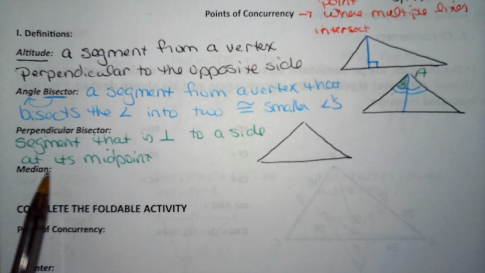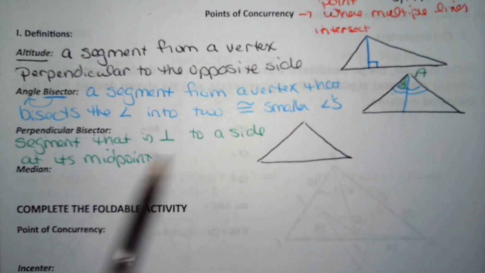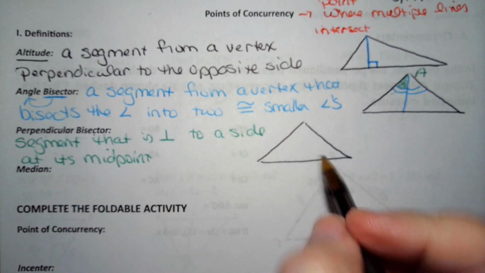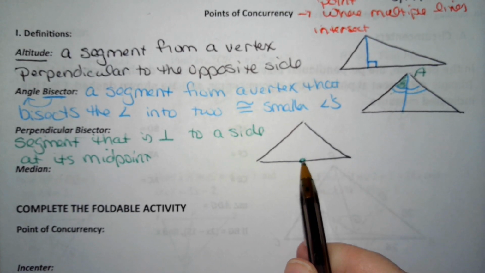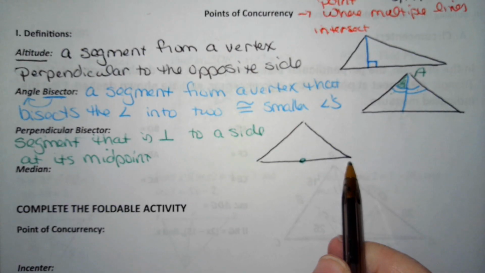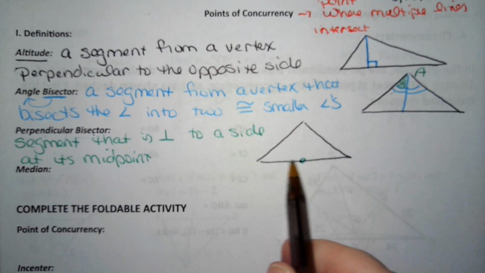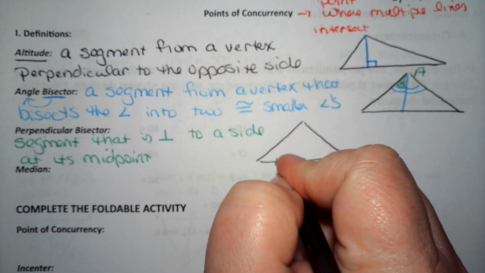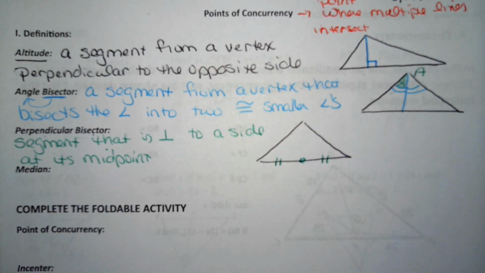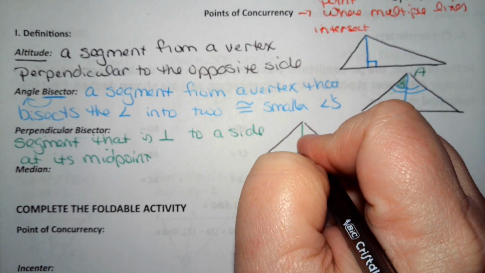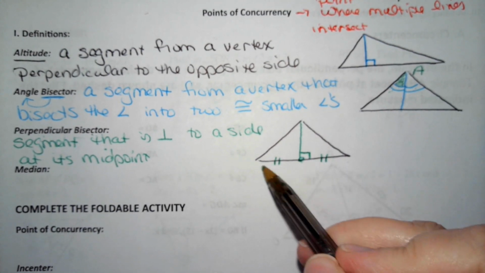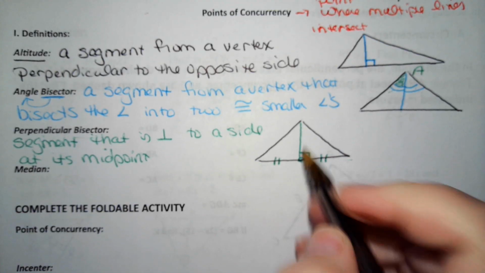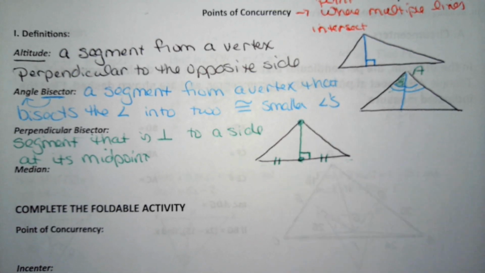Now notice I didn't say it bisects it. I said it's perpendicular to the midpoint. Think about the definition of midpoint. Midpoint says it's a point in the middle of a segment, right? So it's dividing that segment into two equal parts. So this part right here is equal to this part right here. Well, if it's perpendicular, it can go straight down to that. So here we have a perpendicular bisector. So it goes from the vertex to the midpoint of the opposite side.